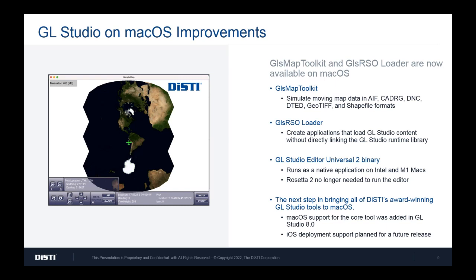Other improvements include we have made the GLStudio editor on macOS a universal 2 binary. So this means that the Rosetta 2 emulation software is no longer required to run the GLStudio editor on the new Apple M1 Macs, as was previously required in GLStudio 8. This effort is our next step in bringing support to the macOS platform. Our first release supporting macOS was the previous release, GLStudio 8.0, and we have plans to bring further support to Apple platforms in future releases, including iOS support planned for a future release.